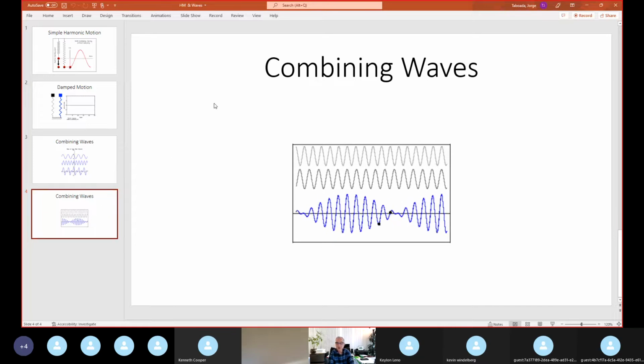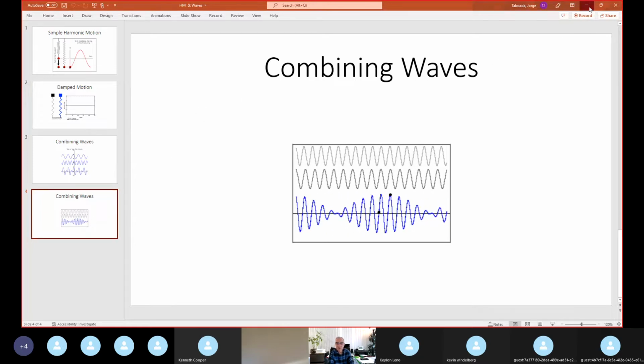I have another tool that I created to illustrate this idea, which is in Desmos. Let me try to show you Desmos.